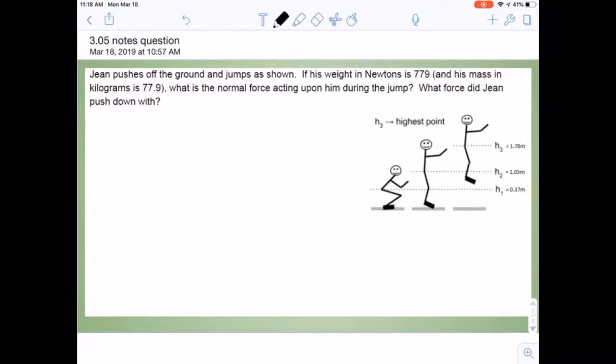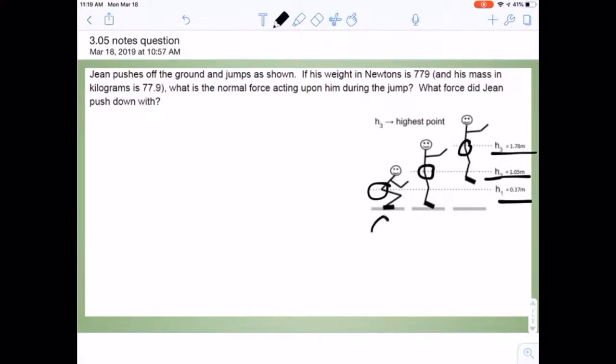Hi guys, so we're going to go over this question here, and it's about jumping and figuring out normal force acting upon someone while they jump. So we've got Gene, he's jumping as shown, so you can see that his height at the bottom was 0.37, his height as his feet are leaving the ground is 1.05, and his height at his peak is 1.78, and these are all midsection heights. And that's what we're going to use.